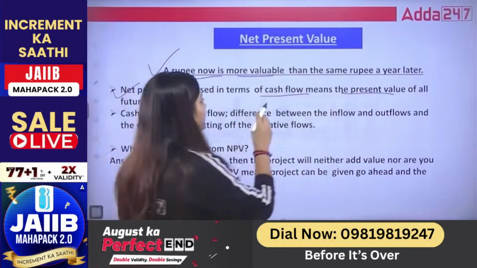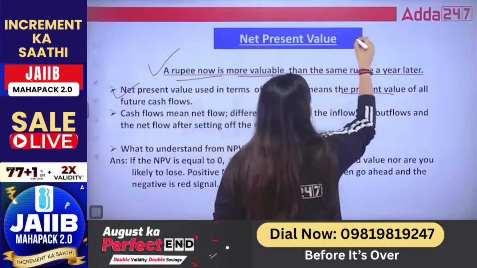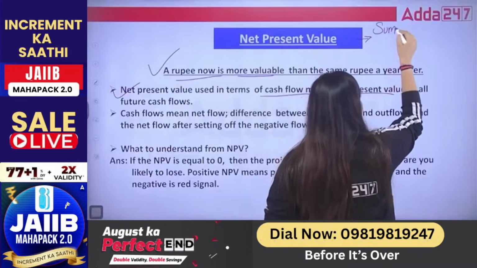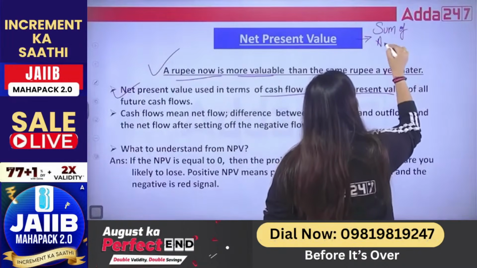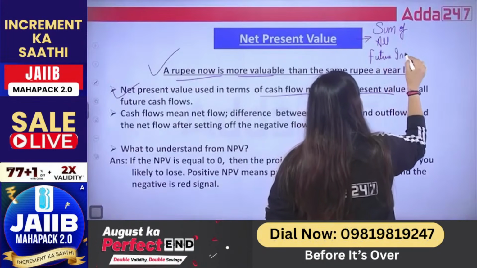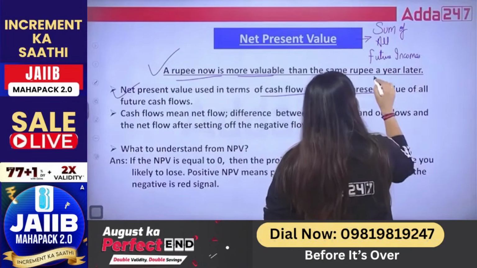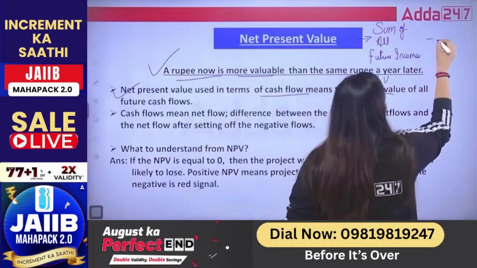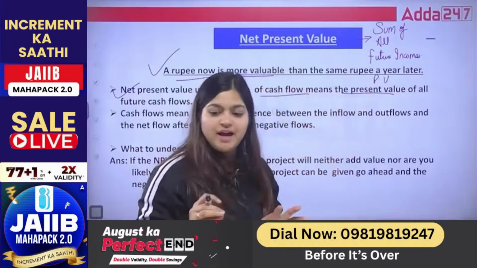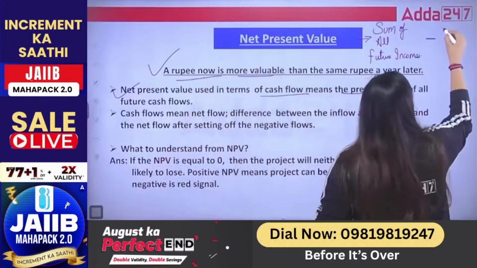So basically here, when we are talking about NPV, that is saying whatever the sum of all future incomes' present value, minus your initial amount.